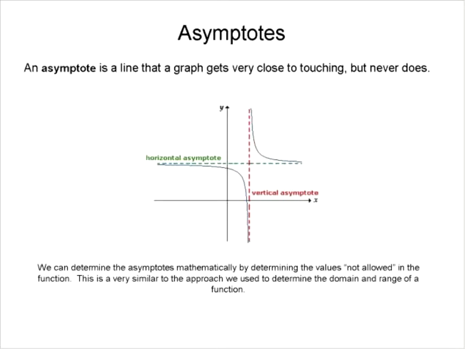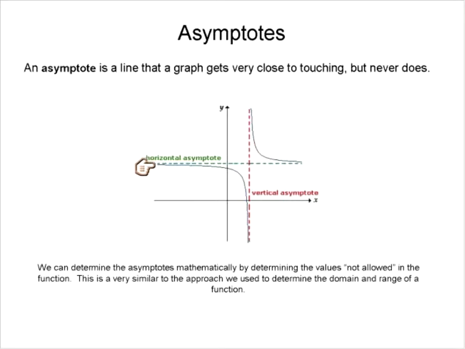Now we're going to look at something new, something called an asymptote. Again, the higher up in math we go, we get fancier words to make us look smart. So an asymptote is a line that a graph gets very close to touching, but never actually does. We can have vertical asymptotes and horizontal asymptotes. A vertical asymptote is a line straight up and down. So there's a line right here that the graph never actually touches. If we look at this graph, it gets closer and closer and closer and never actually touches.